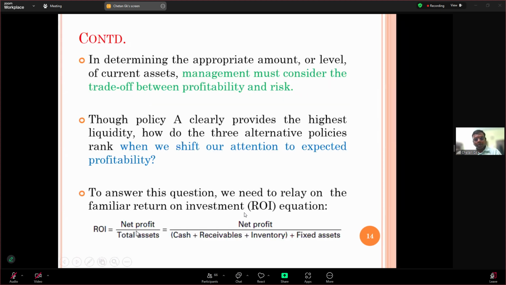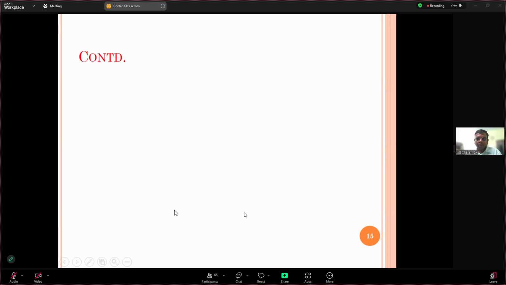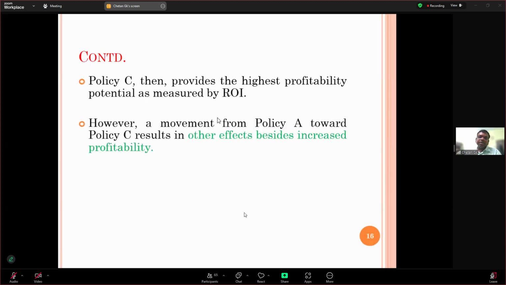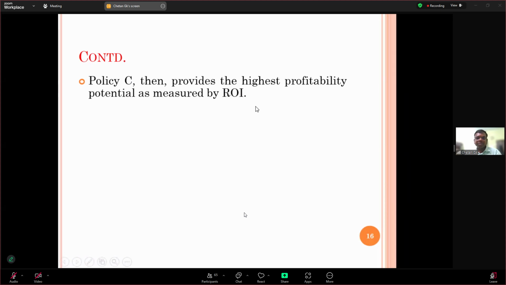So if you decrease your total assets, if by any chance you could decrease your working capital requirements, obviously your ROI will go up, is it not? The lesser the denominator, the more will be your resultant figure. So policy C provides the highest profitability potential as measured by ROI. If you go for policy C, less current assets, more profitability.